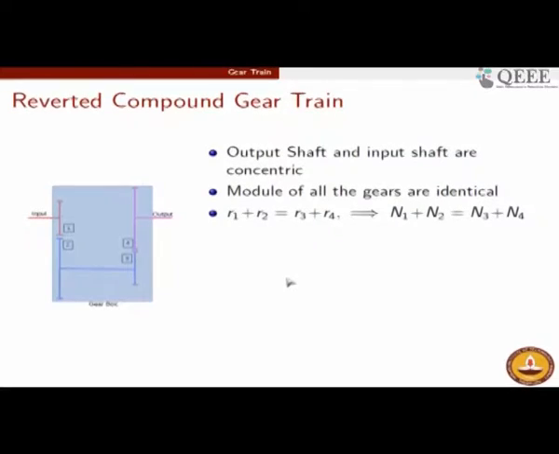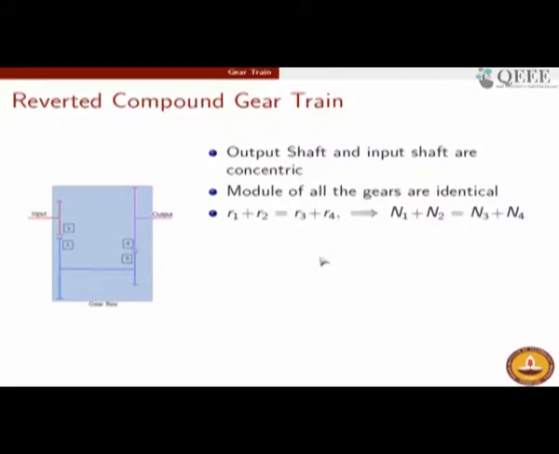Another crucial fact that you must realize from this geometry is that R1 plus R2 has got to be equal to R3 plus R4. Because if you look at it, input and output are basically coaxial. They are at the same level. So from this blue line, if I have to reach the input line, I have to go by R2 and R1 radial distance. And if I have to reach the output line from this same blue line, I have to cover a distance of R3 plus R4 radially. So that means R1 plus R2 has got to be equal to R3 plus R4.